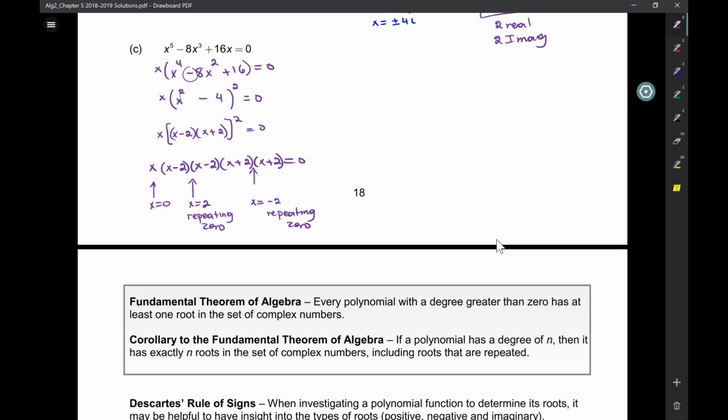Now, at this point in Algebra 2, I'm not going to require that we write that, but I do want you to always, always, always keep count that you're getting the correct number of zeros. So 2 here, it's a repeating 0 or a double root, or it's got a multiplicity of 2. So 2, 4, 5. It's fine if you just say x equals 0 and plus or minus 2. And it's got 3 real with 2 repeating.